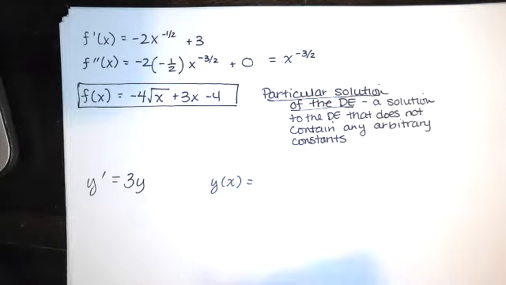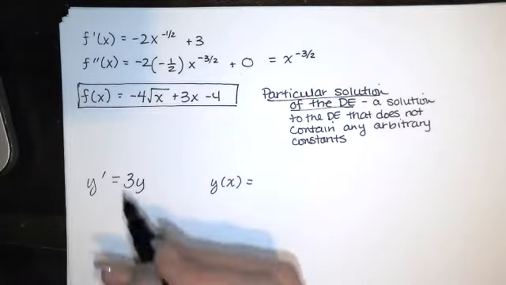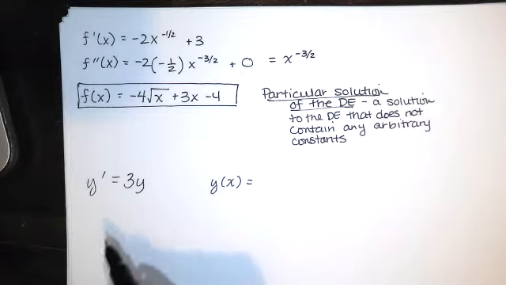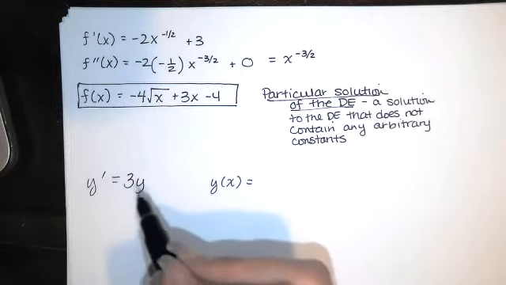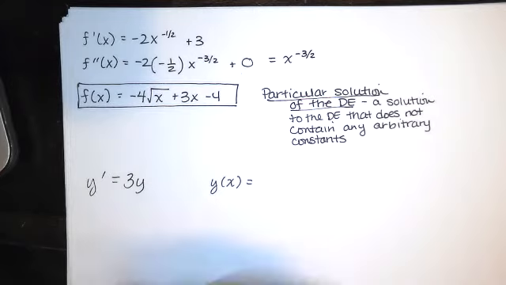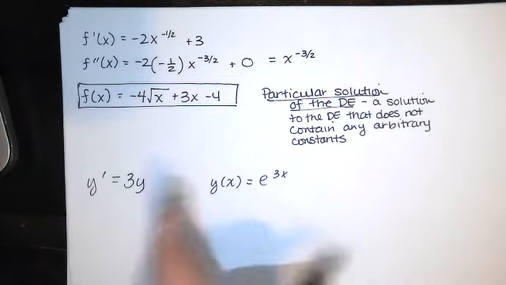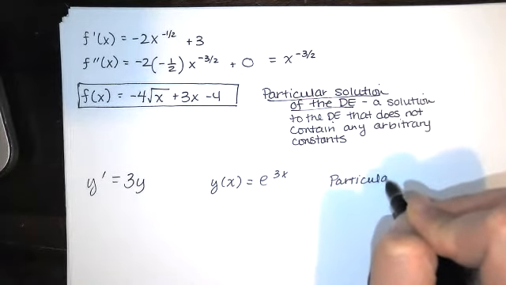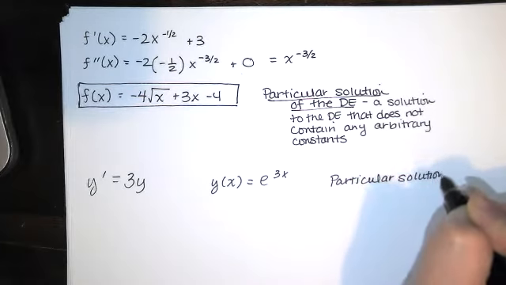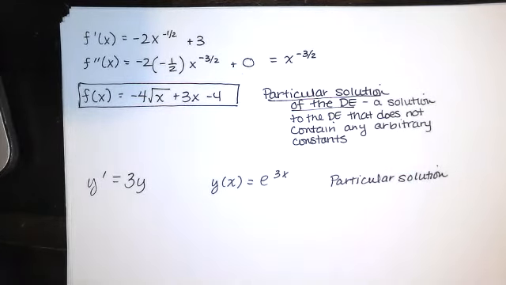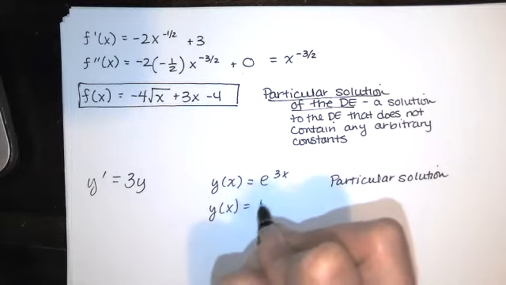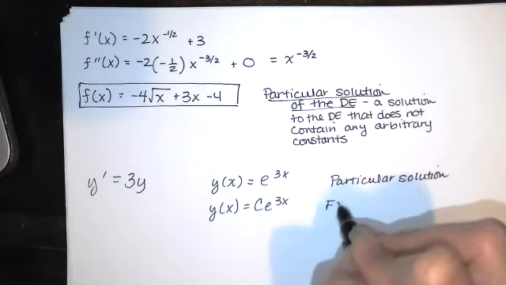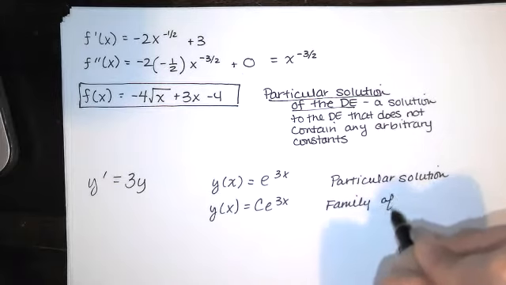But if I'm looking for a function, y, as a function of x, that satisfies this, I'm looking for a function where when I take its derivative, I get the function back, but I get the function back times 3. E to the 3x will work. That is a particular solution to this differential equation because it doesn't contain any constants. It happens to be a member of a family of solutions. This is a family of solutions to the differential equation.